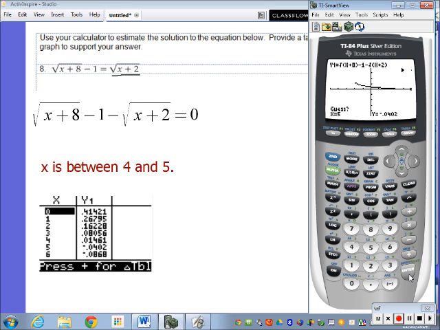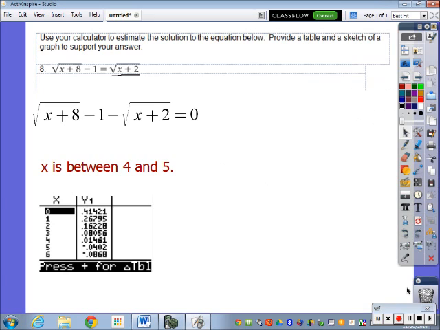Enter. And do I want it to guess? Why, yes, I do. So I press enter. And the calculator will do the guesswork for me. So the calculator estimates that this graph crosses the x-axis at approximately 4.25. So my solution using my graph is x is approximately 4.25. And so I would write that out.